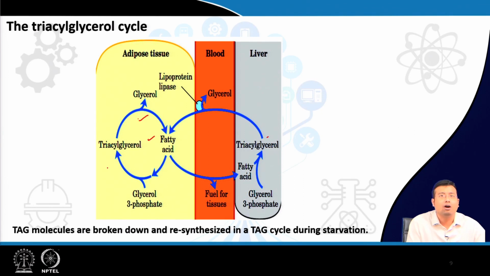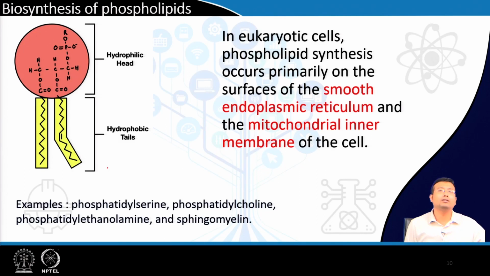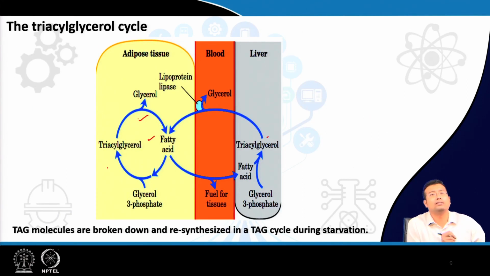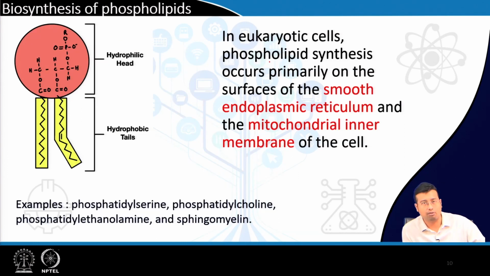So, this whole thing occurs in tandem, where the triacylglycerol molecules are broken down and resynthesized during starvation. During starvation, when the body needs more and more sources of energy, the molecule is broken down and utilized, and upon refeeding the whole thing can be resumed. So, this was all about triacylglycerol synthesis and the regulation of triacylglycerol synthesis. Remember, in the triacylglycerol cycle the adipose tissue, blood and the liver, everything is involved.